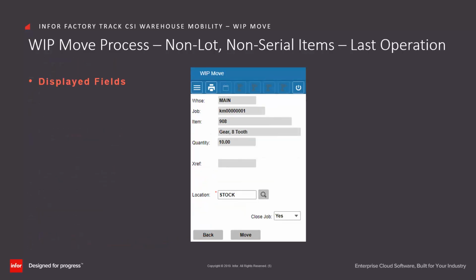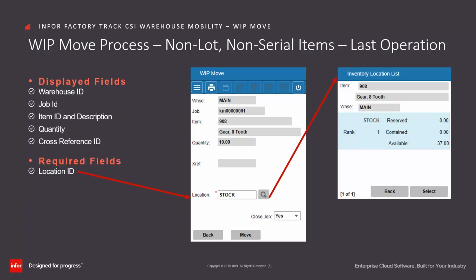When recording job move transactions against the last operation of a job, an additional screen is displayed before processing the move. Factory Track redisplays the previously entered data for the warehouse, job, item, quantity, and cross-reference ID. We can then enter or search and select the location ID to which the items are to be moved. This is defaulted based on the item's ranking or based on the location default defined on the transaction set maintenance form.